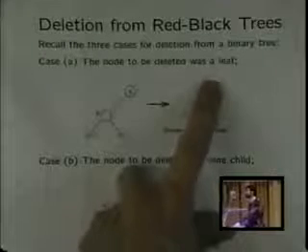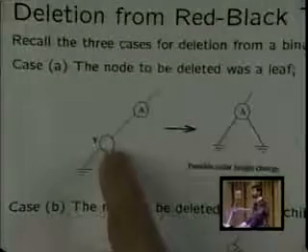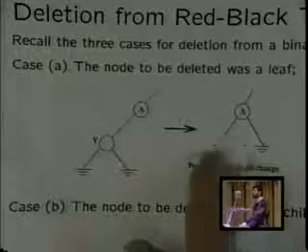Okay? But if we remember when we were doing binary search trees, there were three kinds of cases of deletion. One was the guy we deleted was a leaf, in which case we normally could just plunk it away. In the previous case, if that was a node we wanted to delete, we could have deleted it from our binary search tree by just making that pointer nil.